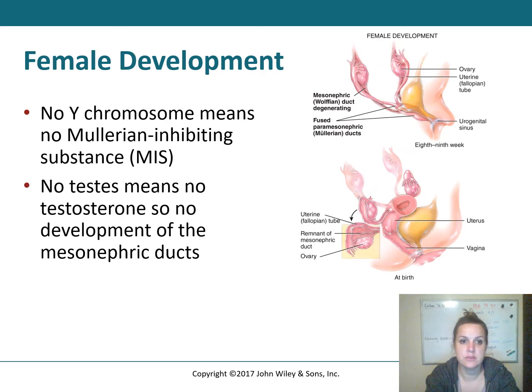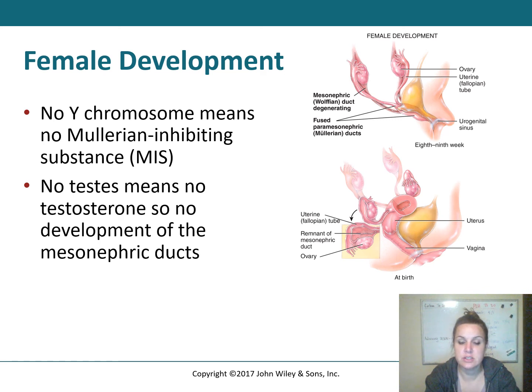However, in females, since they don't have a Y chromosome, they do not secrete Mullerian inhibiting substance. So that means the Mullerian ducts are going to be allowed to grow. And they don't actually form testes because of this, so then they're not going to secrete testosterone. So without the testosterone, there's going to be no development of the mesonephric ducts.